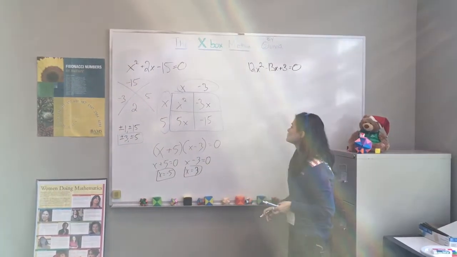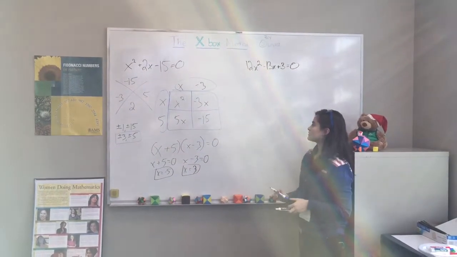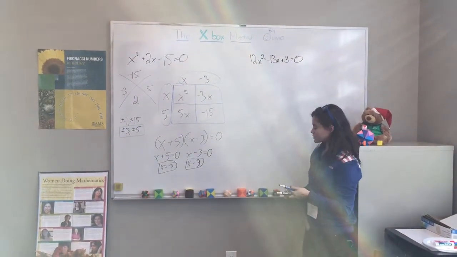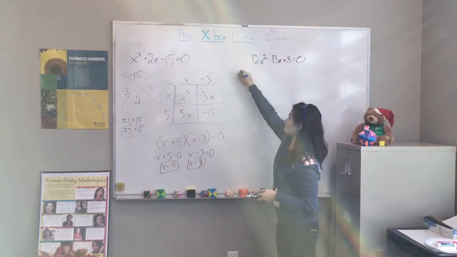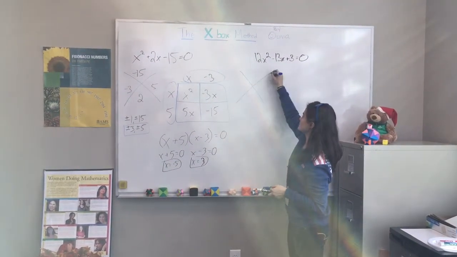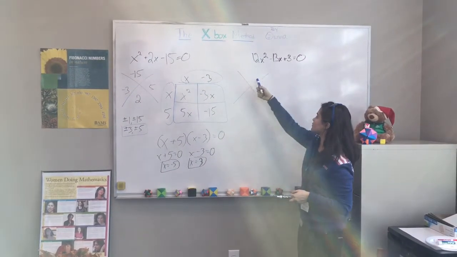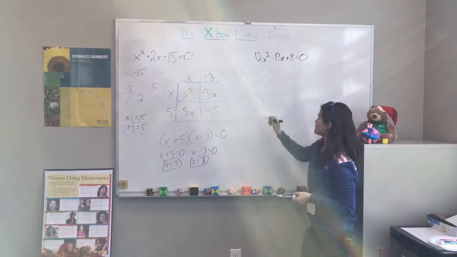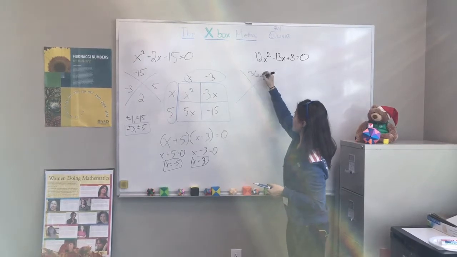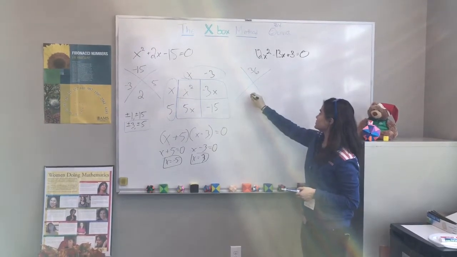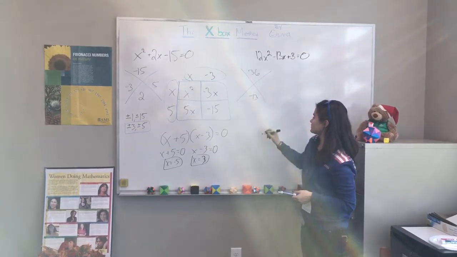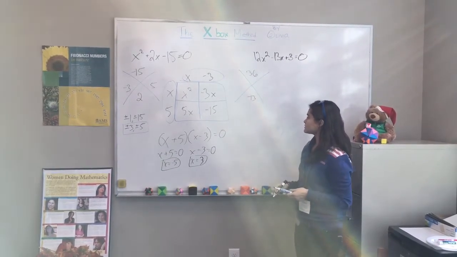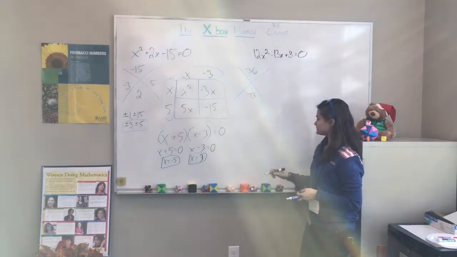Now another example to use this same method is when your a term is not 1, but it's actually 12. So we do the same steps in drawing an x. In the first section of your x will be the a term multiplied by the c term. So 12 times 3 is 36. Your bottom section is your b term, so negative 13. And you want to find two numbers that will multiply to be 36, but also add to be negative 13.